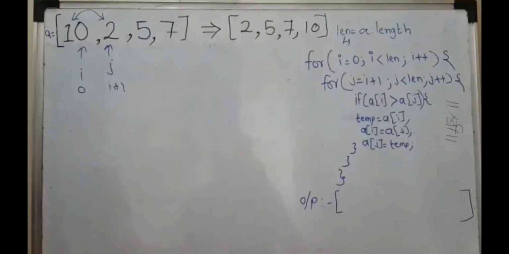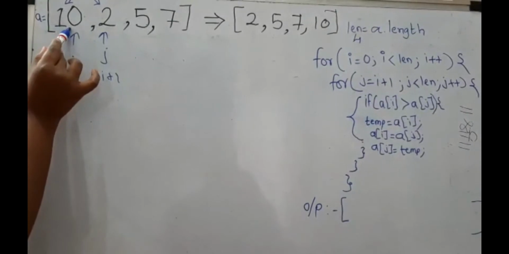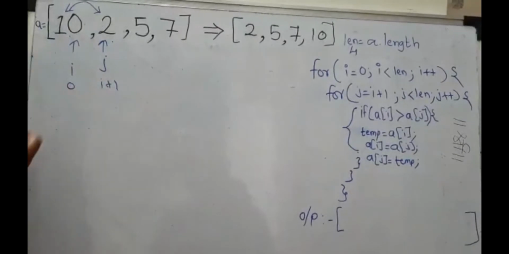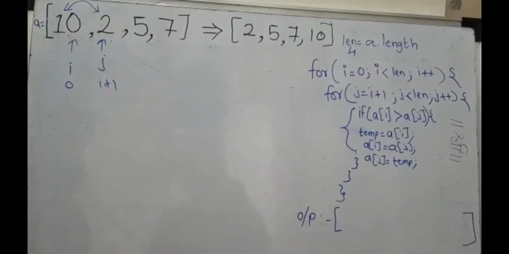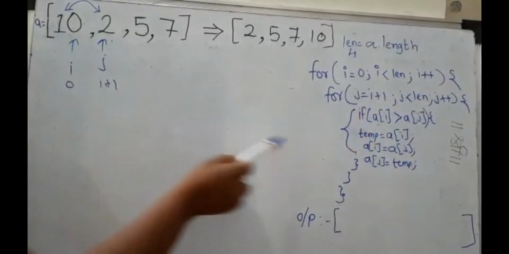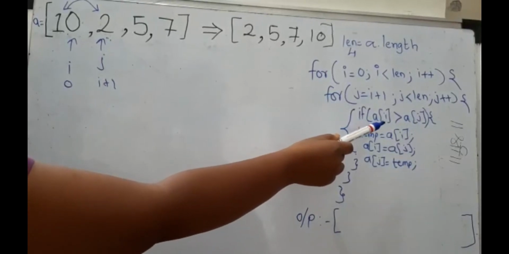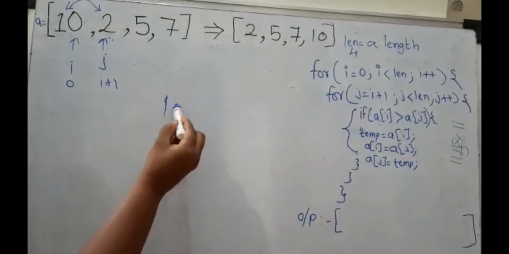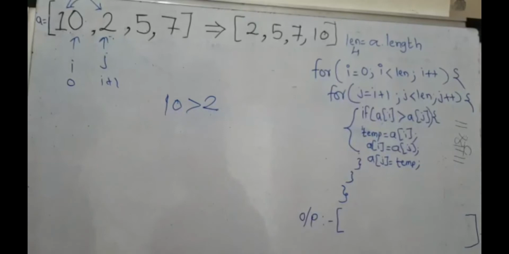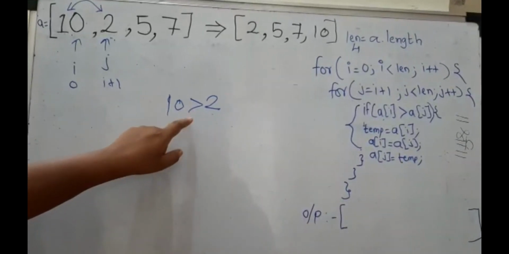Now this is our swap logic. When we have to swap: if the first number is greater than the second number, because we need the smaller number at the first position. Let's take the example 10 and 2. So a of i is 10 and a of j is 2. Check the condition: if a of i is greater than a of j, that means 10 is greater than 2. If the condition is satisfied, only then do we enter the block. So for this example, our condition is true.